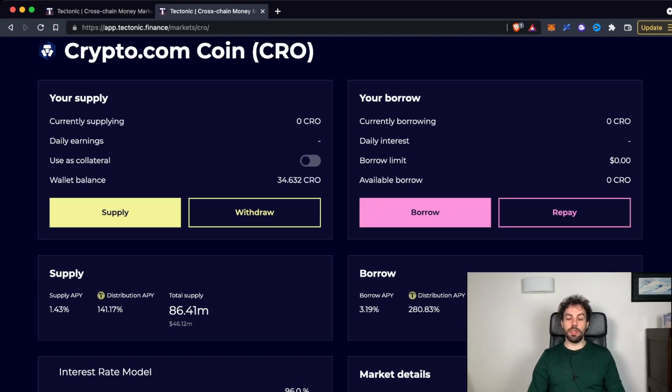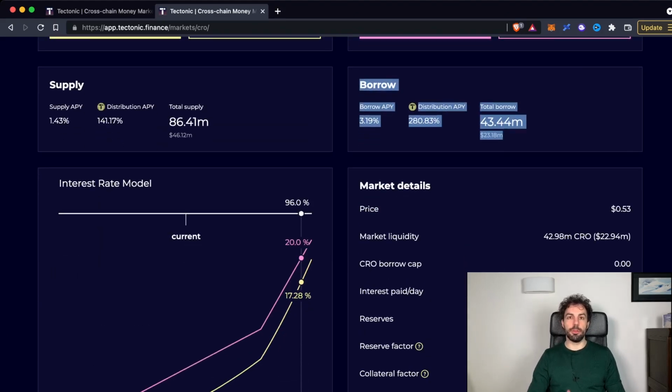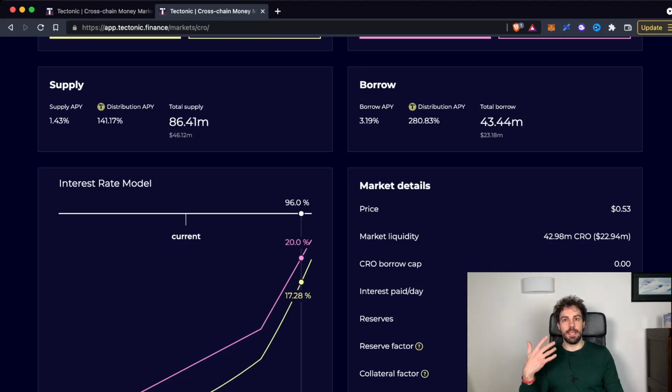Remember that when we are talking about the borrow, the borrow APY is the amount that you are paying. So when we are talking about this section here, just to make it clear for you, we have two different APYs. The borrow APY, so how much you are paying, and this amount will simply increase your exposure. So let's say that you are borrowing $100, and after a year, your position would have a debt of $103.19. So it means that your debt will increase by 3.19.